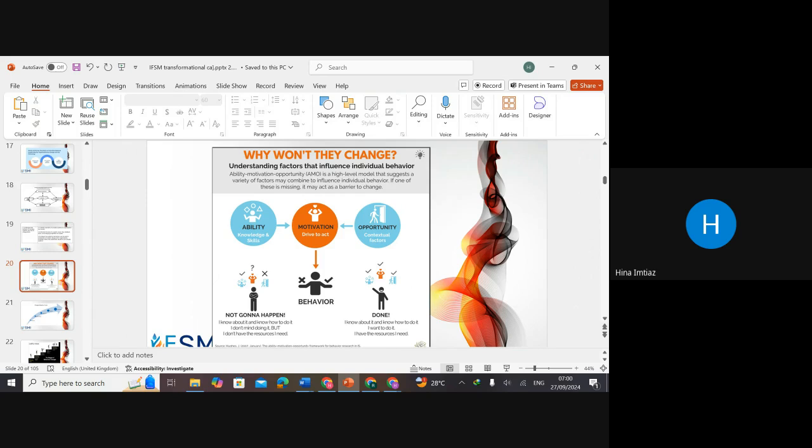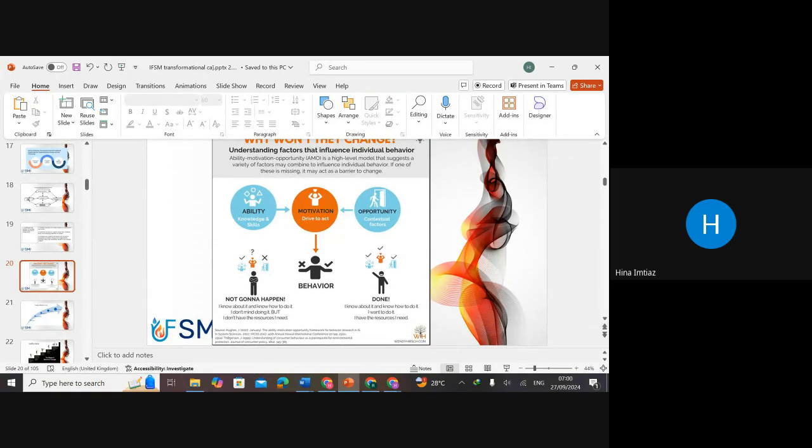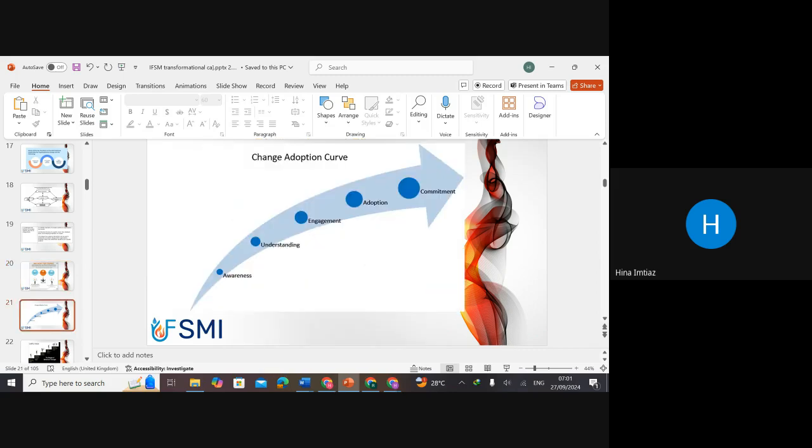And then a leader must address what a person might say: okay, I know about it, but how to do it, you will tell me. And I don't have the resources I need. These are all the ambiguities that a person may have in their mind. So it's the duty of the leader to tell each and every member that, okay, you can do that. And we have to introduce training programs and awareness programs before introducing such a transformational change. Okay, moving towards the next thing.